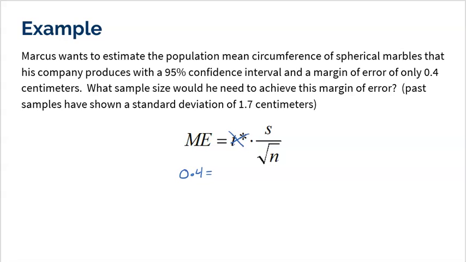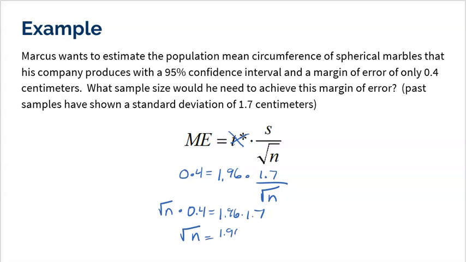I can't find a T star because I don't even know my sample size. I'm just going to have to revert back to a Z star. The standard deviation that has been shown true in the past is 1.7 divided by the square root of my sample size. Multiply the square root of n over, and then divide by the 0.4. 1.96 times 1.7 divided by 0.4. And then you're going to go ahead and square both sides.